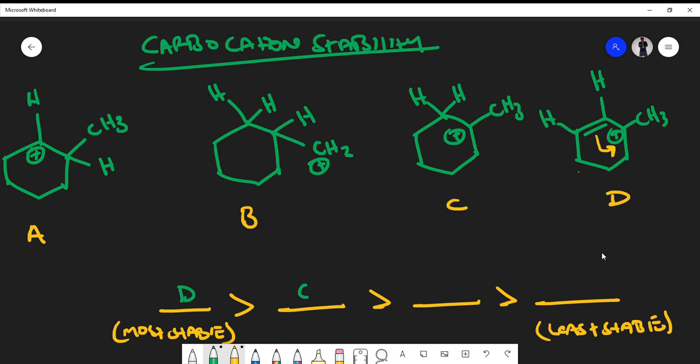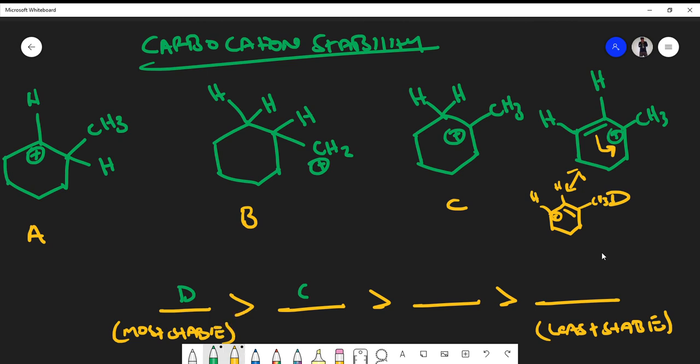So in other words, if I draw another structure, the resultant resonance structure, what I'm essentially saying is that the double bond is going to be placed now here. There's my CH3. There's no carbocation there. However, I do have a carbocation right here. So the idea that it could participate in resonance is the reason why D is more stable than C.